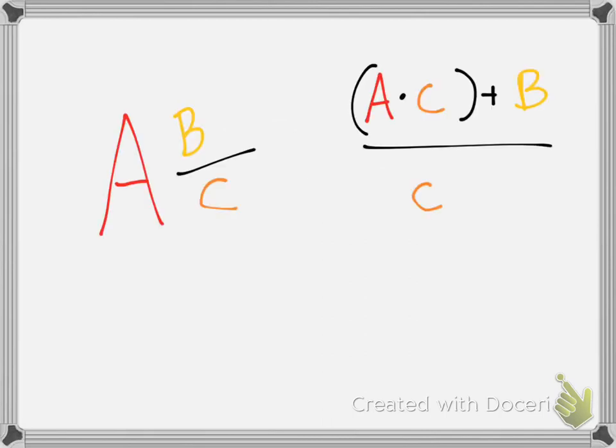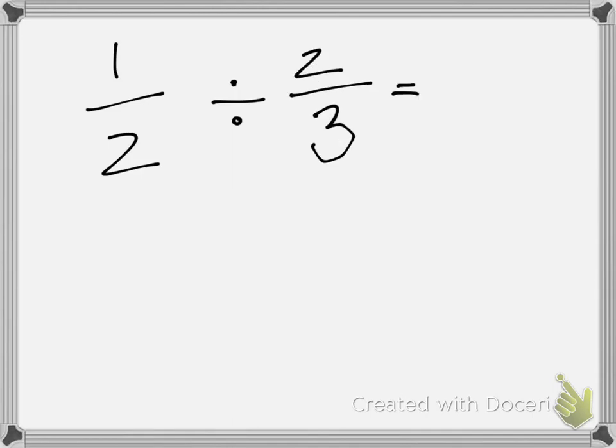Now I've got a question. Now we know how to multiply. It's really easy, we multiply across. We know how to simplify. We cross-cancel beforehand and do our GCF. We know how to go from improper to mixed and mixed to improper. What about this? I want to know how to do this. What is 1/2 divided by 2/3? 1/2 divided by 2/3. I want you guys to think about that for a second.